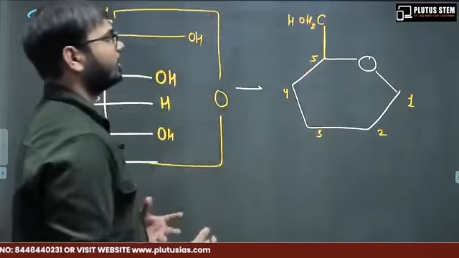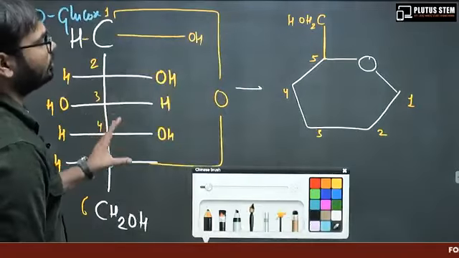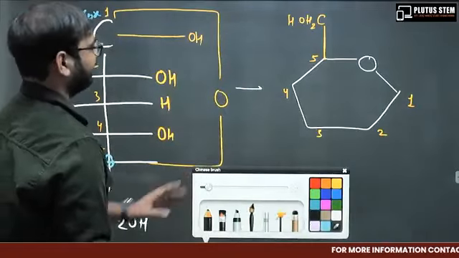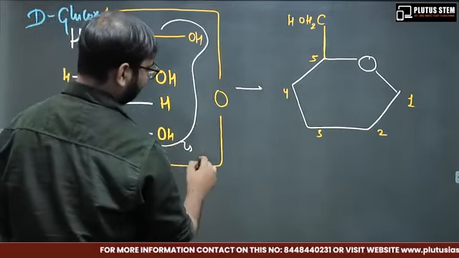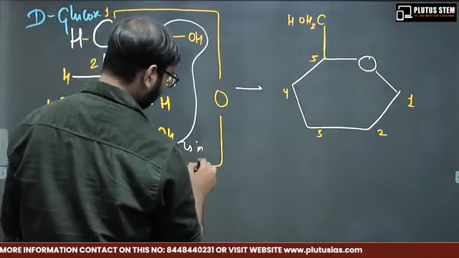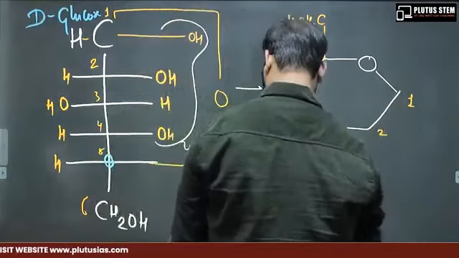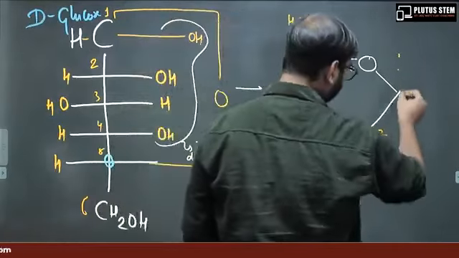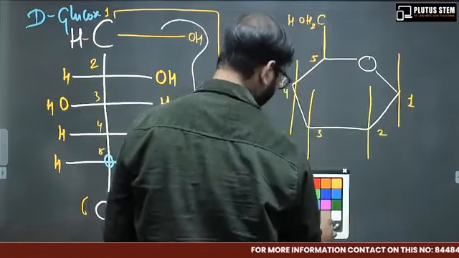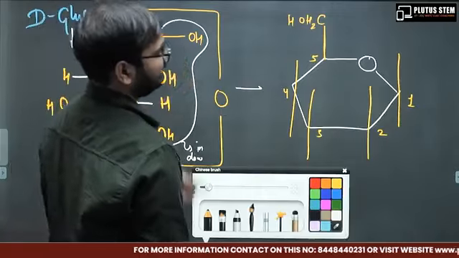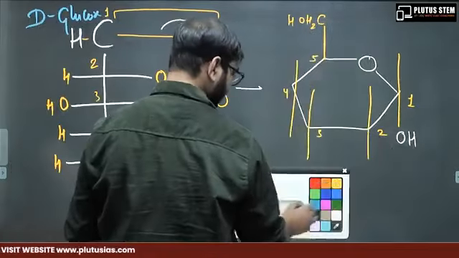Now, in order to make the structure, you always need to look at the groups that are coming inside of the ring. They are always assumed to be in the downward plane of this ring. So that means if I make the groups right here, the OH is inside of the ring, so it will be coming downward of the plane.